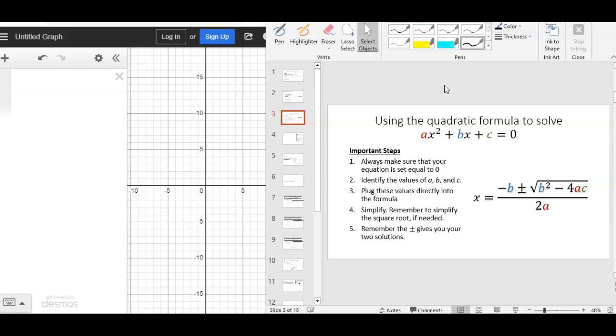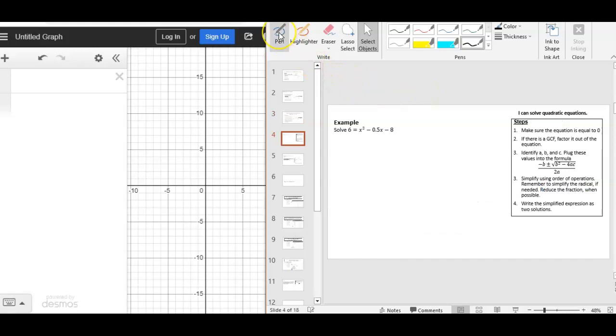Then you're going to plug these values directly into the formula and simplify. Remember that the plus or minus in the equation gives you two solutions for x. So for example, let's try solving 6 equals x squared minus 0.5x minus 8. So notice this equation is not already set equal to 0, so I'm going to start off by subtracting 6 from both sides. So when I do that, I get 0 equals x squared minus 0.5x, and then minus 8 minus 6 gives me negative 14. So I have minus 14.